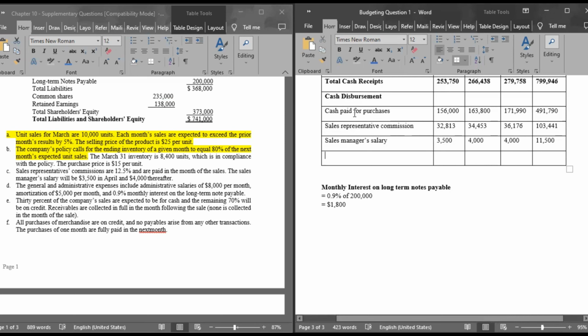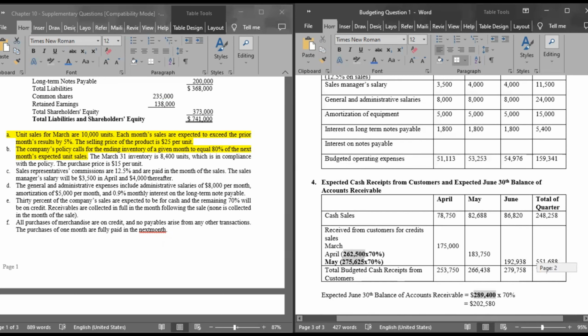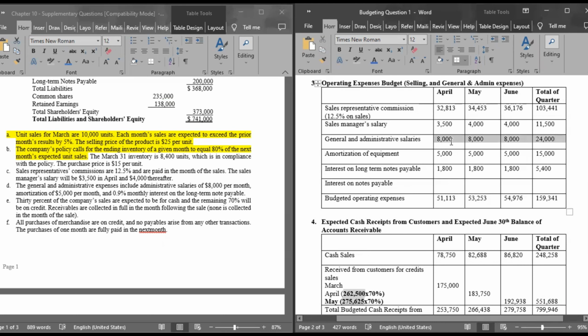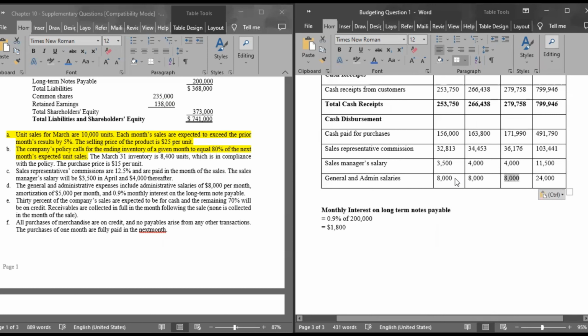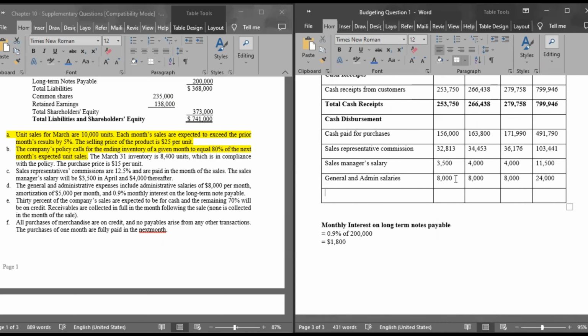What is the next amount we need to place? It is the general and administrative salaries, and these are 8,000 per month. Now, my question is, what next amount should we place here?